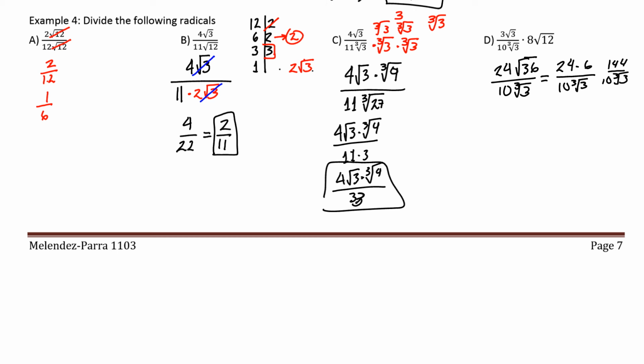Now we still technically have a radical in the denominator, so we need to get rid of it. We have 144 over 10 square root of 3. In order to get rid of the radical, we need to have a total of 3 radicals with an index of 3. So we have to multiply by the cube root of 3 and the cube root of 3. That way, when we multiply the insides, we're going to have 3 times 3 times 3, which is 3 cubed.